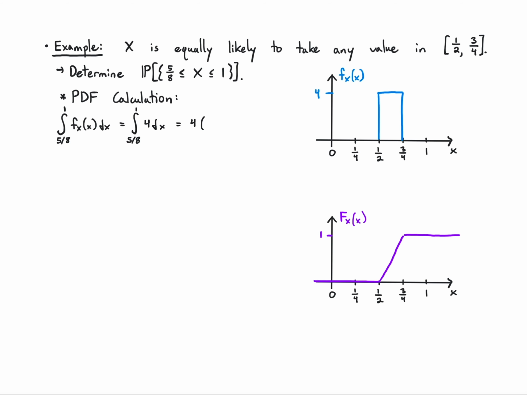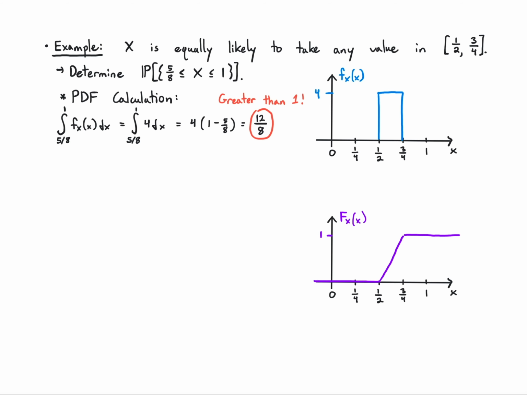And this integral is 4 times 1 minus 5/8. I'm going to get 12/8, which is terrible. This is greater than 1, which is really, really bad. Probability cannot be greater than 1. If you ever get probability greater than 1 in anything like a homework or an exam, then you need to back up and try to figure out where you went wrong. And in this case, where did I go wrong?